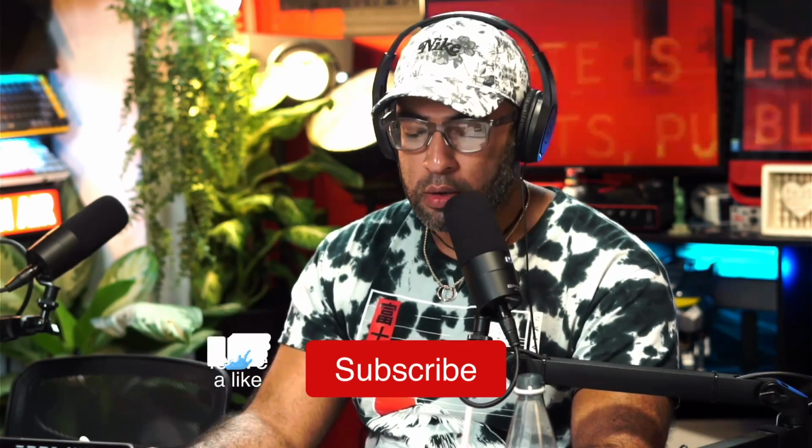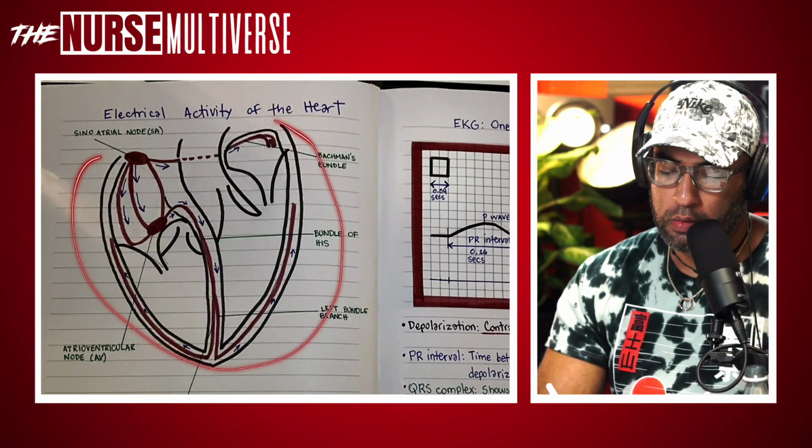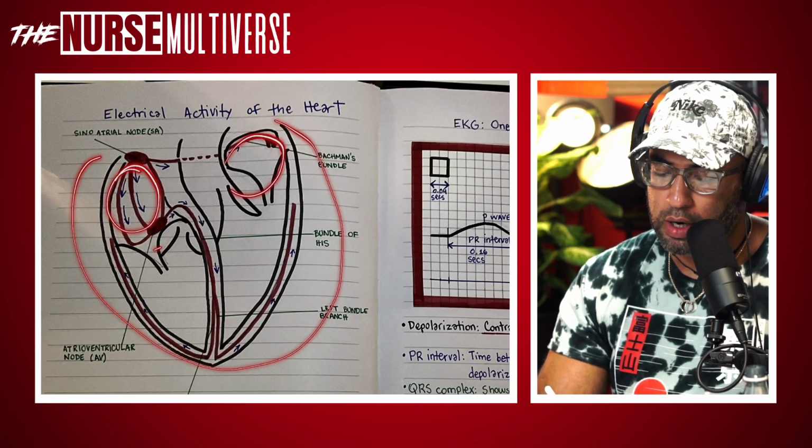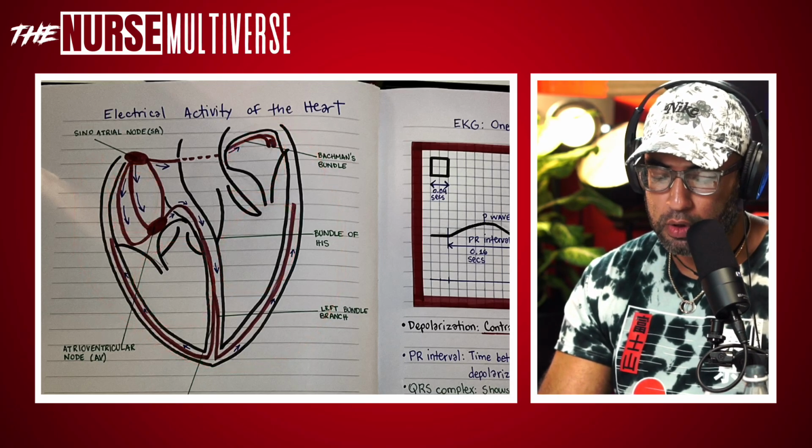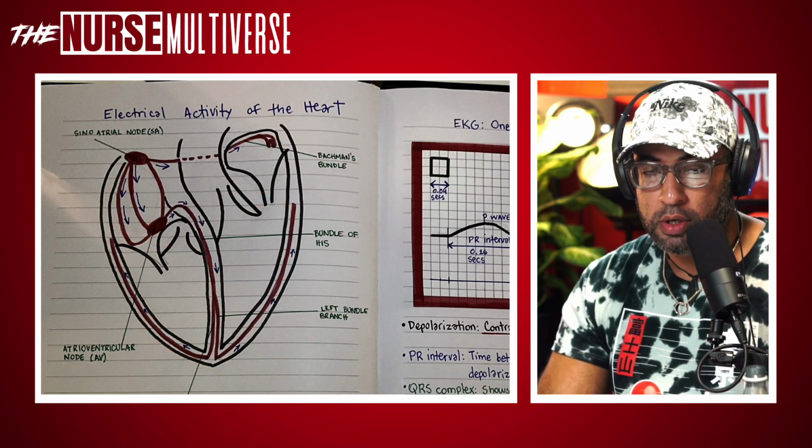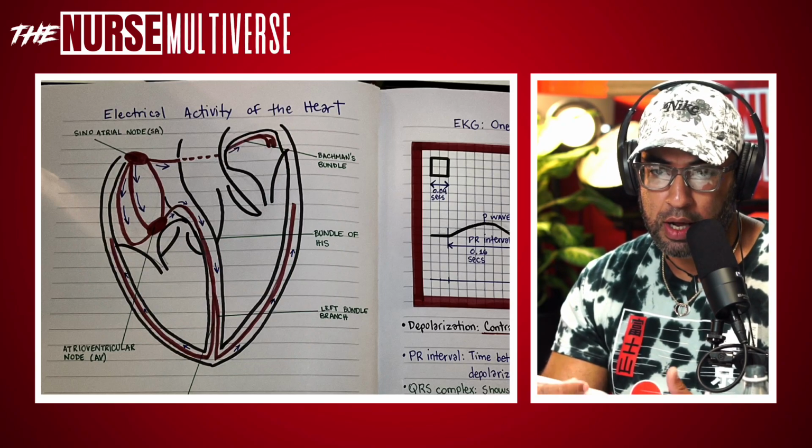Welcome to the Nurse Multiverse podcast. My name is Gene. Today, we're going to be covering the electrical activity of the heart and what happens in one heartbeat. So I just want to start with some anatomy and physiology. All right. So we got our heart right there. We got our atrium and we got our ventricles. And what we're going to be focusing on is the structures that provide that electrical activity.